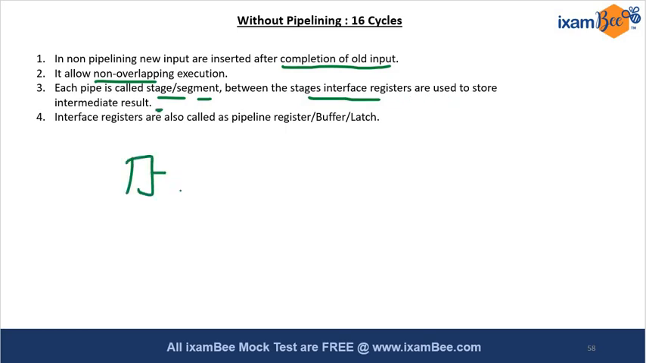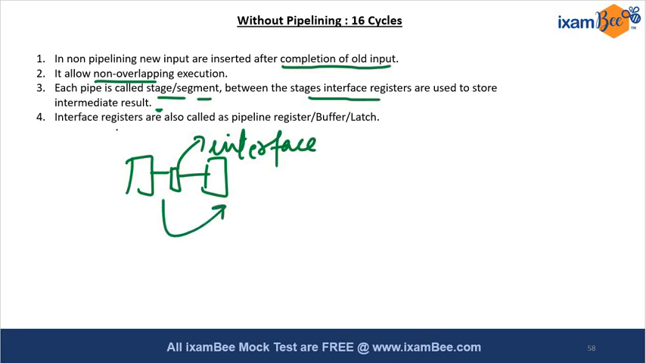So between every stage, we are going to have some interfaces, and these interfaces are going to store the intermediate result, which is going to get provided to the next stage. Now, interface registers are also called pipeline register, buffer or latch. So this is also called a buffer or latch or the pipelining register. So this was about the non-pipelining, or you can say without pipelining.